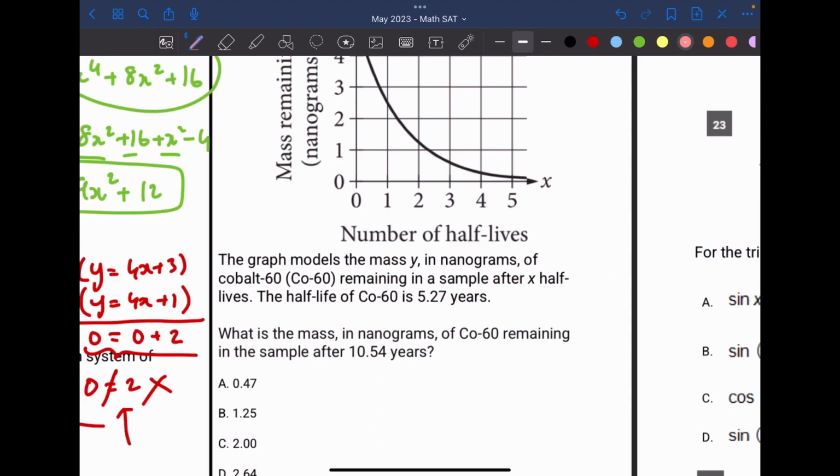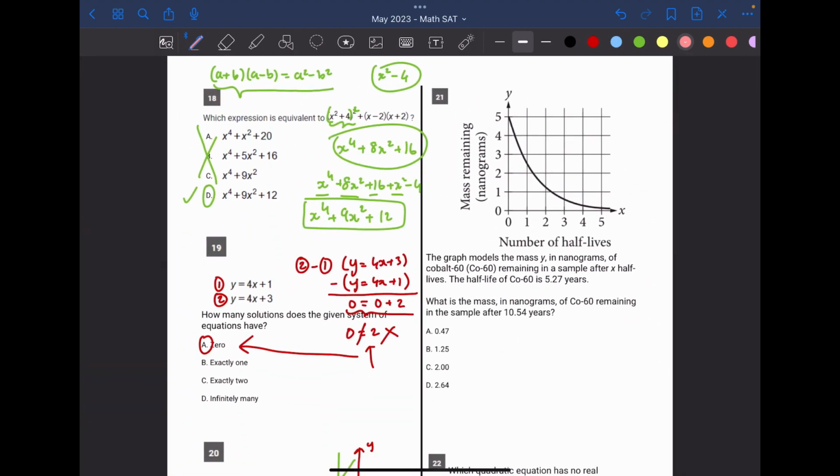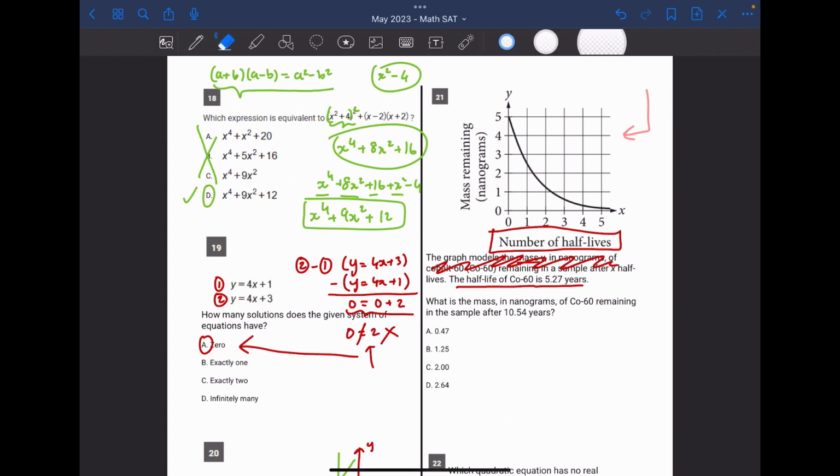Question number 21. It says here that we have some type of graph or function. Then it says the graph models the mass y in nanograms of cobalt-60. Once again, this is all to confuse you, so we don't really care about this at all. And then the half-life of cobalt-60 is 5.27 years. So now we know that, first off, this represents the number of half-lives that the cobalt has gone through, I guess. And then it says this is the mass remaining, because we know that this is more scientific, but if the half-life gets passed, the cobalt decreases. The amount of cobalt left decreases. You can think of it as decomposing.